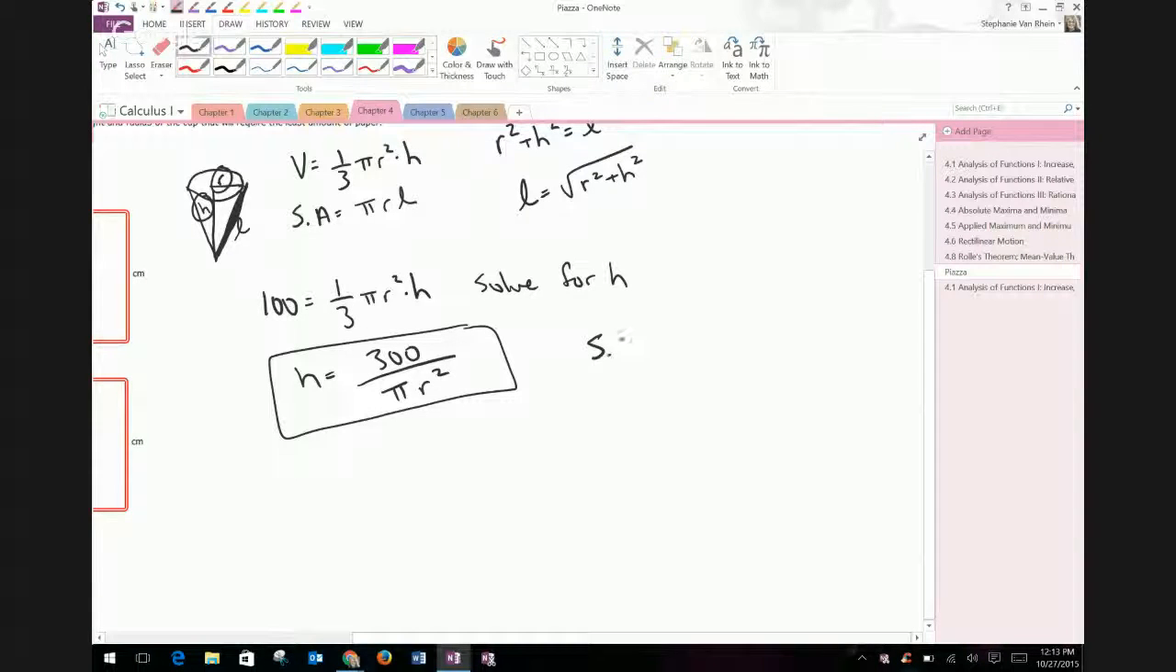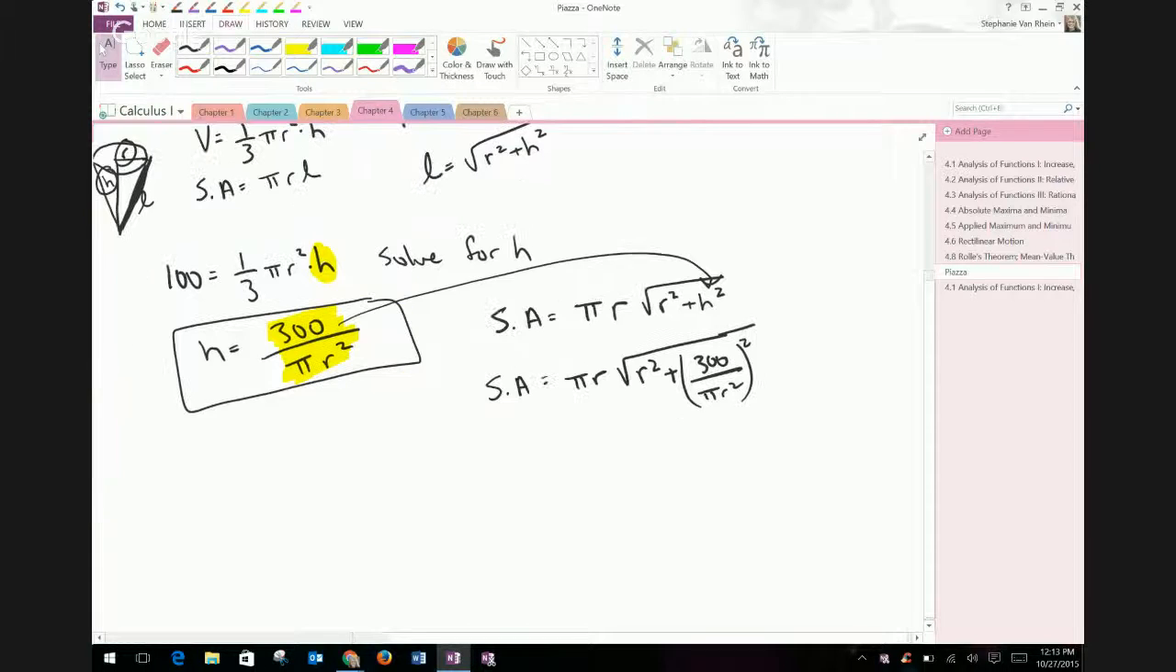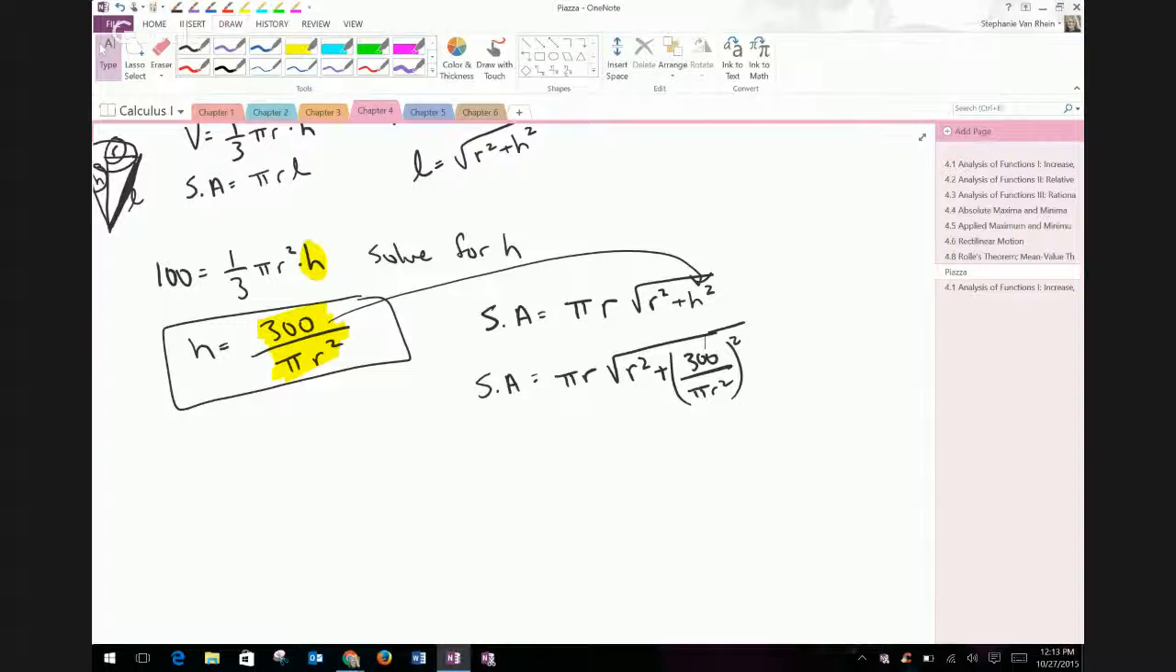Now, if I write my surface area, this is the function I want to minimize. I have pi r L, but L is the square root of r squared plus h squared. The purpose of solving for h in the volume function was that now I have h as a function of r, and if I plug that into the surface area, my surface area function will be only a function of r. So surface area is pi times r times the square root of r squared plus 300 divided by pi r squared, that quantity squared. Now this function is super ugly to differentiate, and that's what we'll need to do to find the minimum.